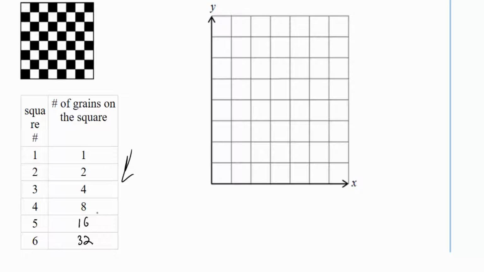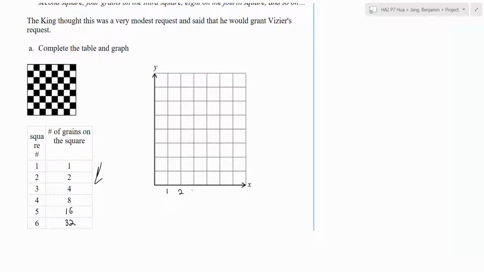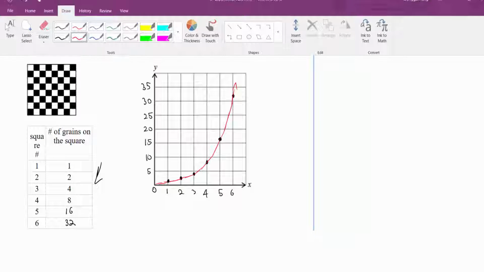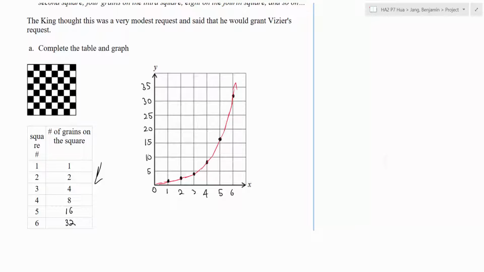And let's try graphing it in the graph. So when we connect the dots together in the graph, you can see that the y values are increasing drastically while the x values increase in the same intervals. This is an example of an exponential growth.